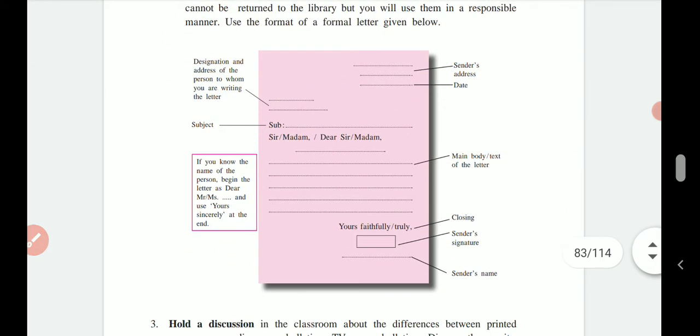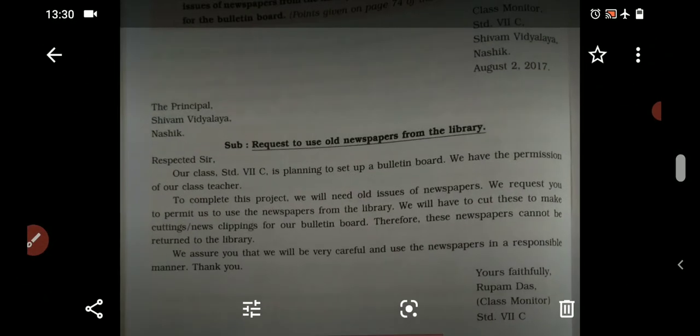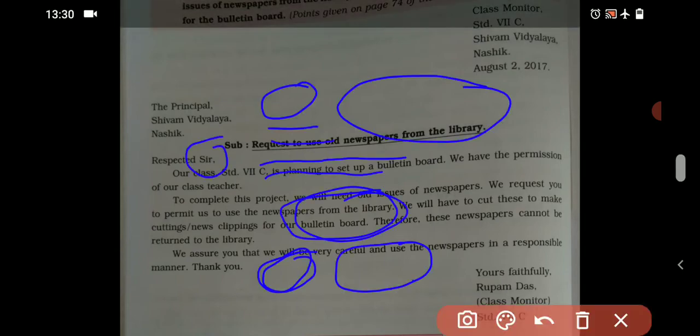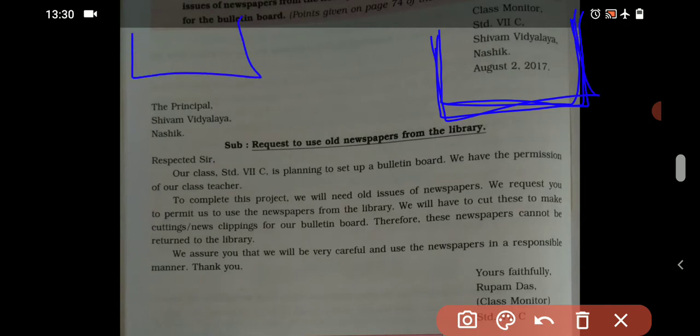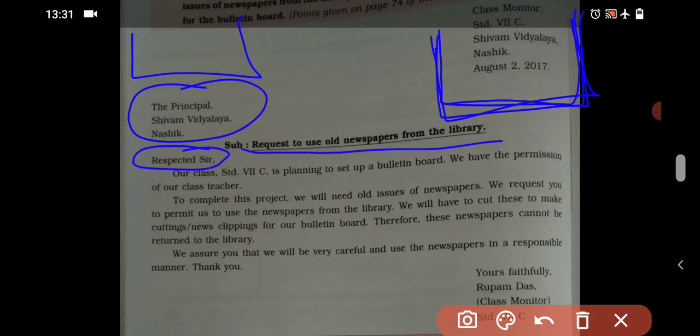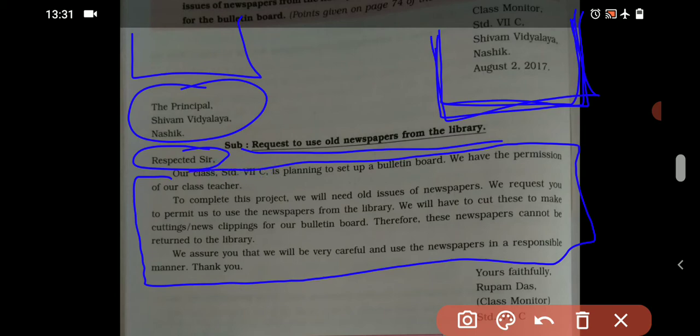Let us see one of the examples of this letter. Here everything is written on the left hand side. Whatever is given on the right hand should be shifted here, that is the sender's address. Here is the recipient, the subject, the salutation. Then whatever is given below it is the body of the letter according to the subject. And here below, this closing is given, which we have to remove from here and shift to the left hand side. So in this way, this letter can be written to the principal.